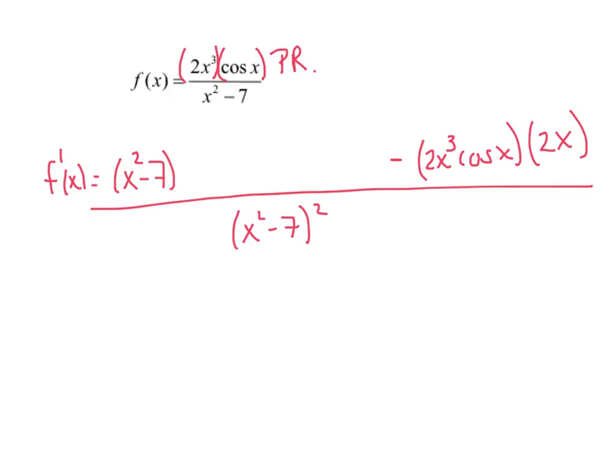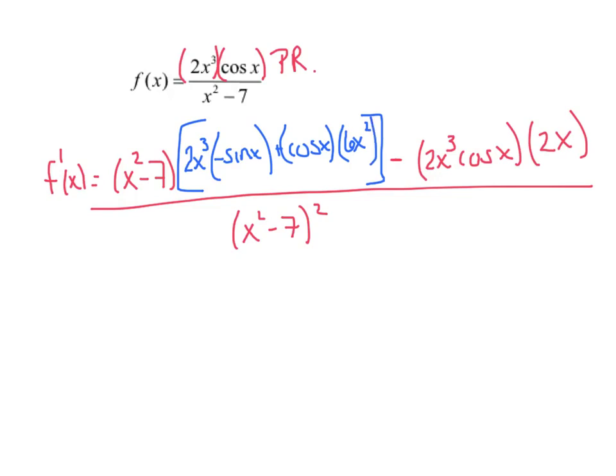I have to take the derivative of the numerator. I'm going to bracket that in because we said we have product rule up there. So as I take that derivative, make sure you're saying product rule. First times the derivative of the second, plus second times the derivative of the first.